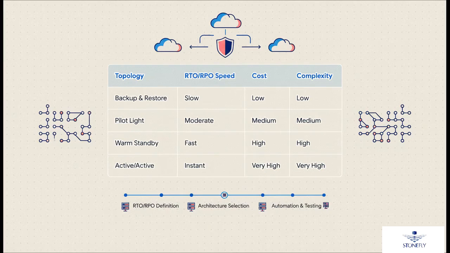And this table here, it just lays it out so clearly. You can literally map your application tiers to these topologies. For those lower tier apps, a simple low-cost backup and restore might be perfect. But for your mission-critical, revenue-generating services, you're definitely looking at a warm standby, or maybe even an active-active setup for that instant recovery. You can see right here how the cost and complexity ramp up as the speed increases.